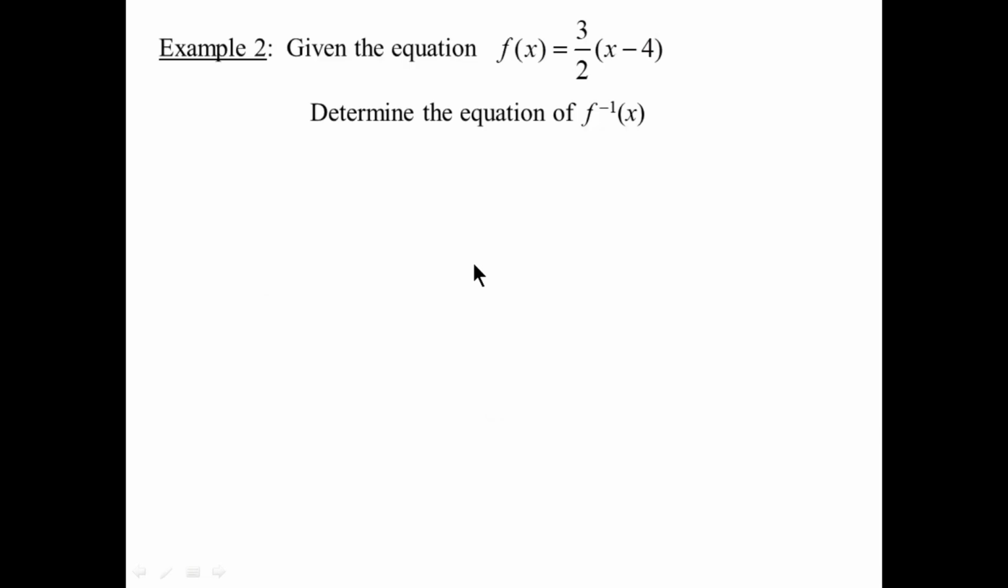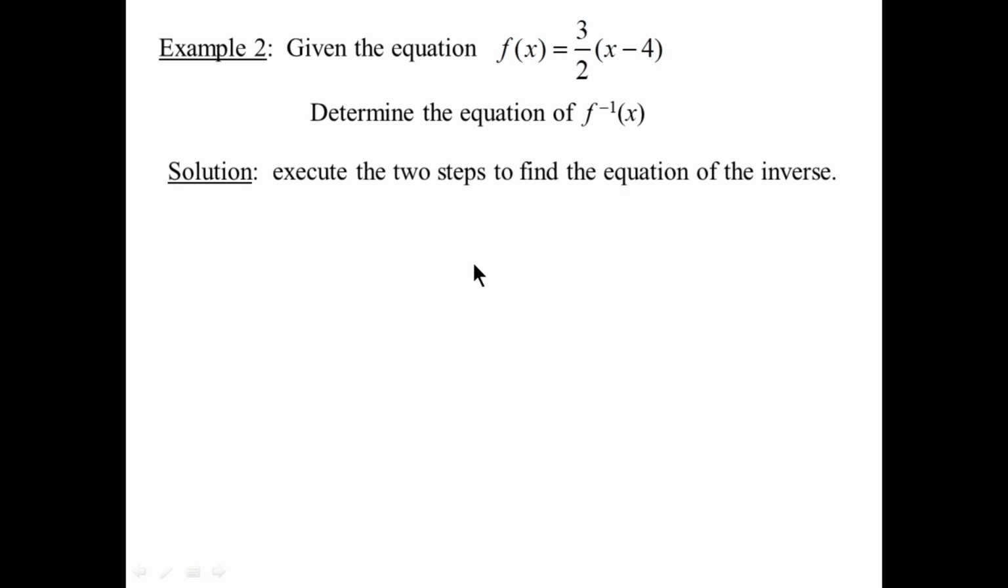Example 2. Given a function, determine the equation of the inverse function. Solution, execute the two steps. That would be swap x with y and isolate y. There's our original. y equals 3/2 of x minus 4. Swap, x equals 3/2 of y minus 4. And now it's a question of isolating y.